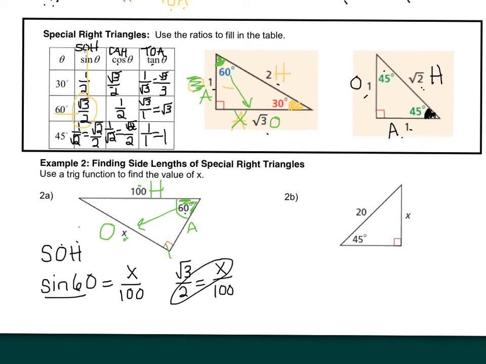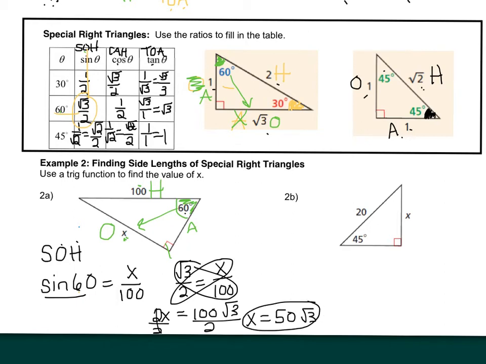Now all we have to do is cross multiply and solve it. 100 times the square root of 3 is 100 square root 3. So we'll divide both sides by 2. And X equals 50 square root 3. Let's see if you can try the next one on your own.